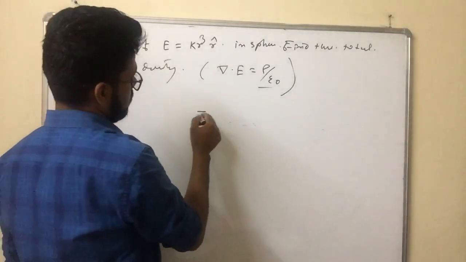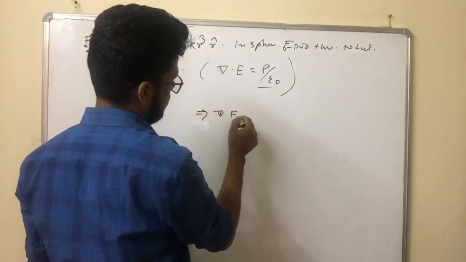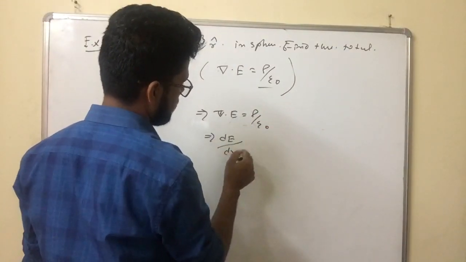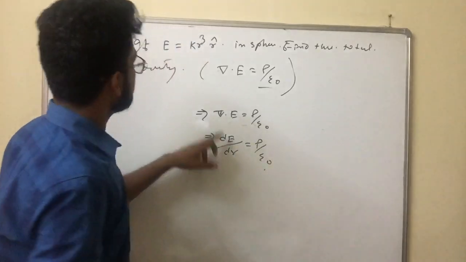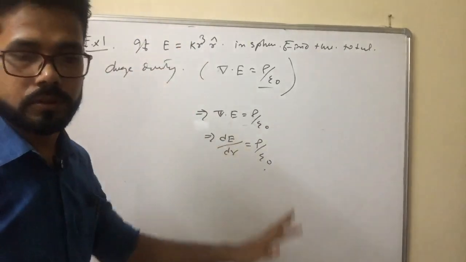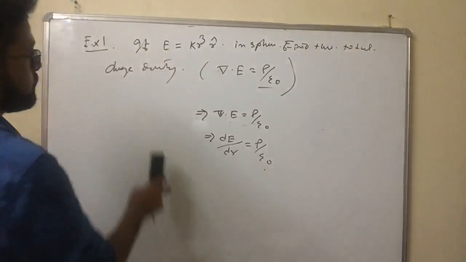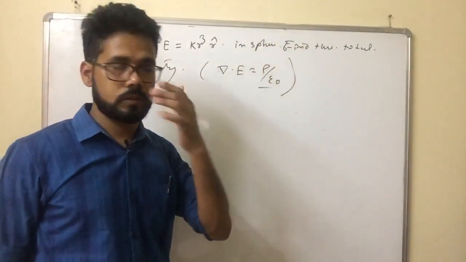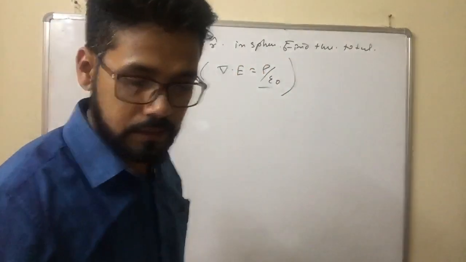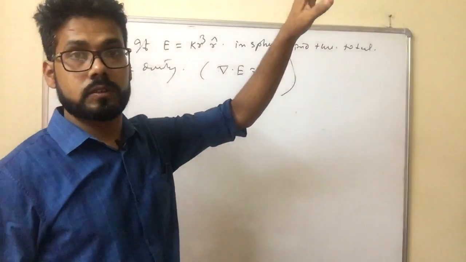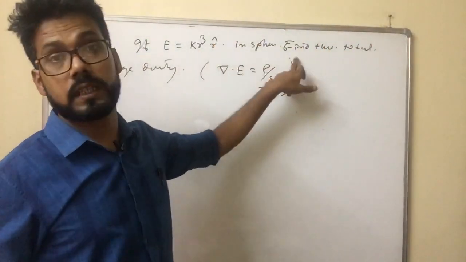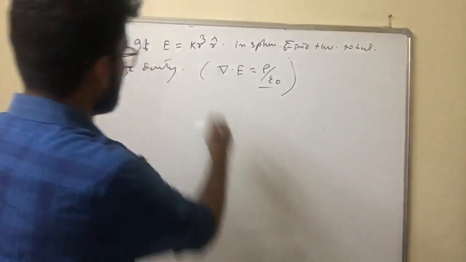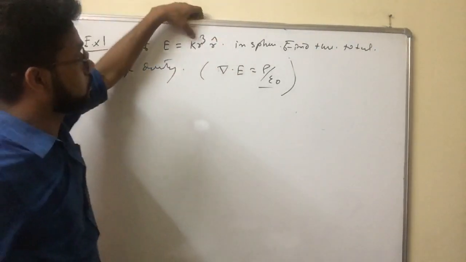So students often do it like this: del dot E equal to rho by epsilon naught, dE by dr equal to rho by epsilon naught. Then after that they take the derivative. This is a wrong procedure. So what you have to do? This is in the spherical system. This question comes in the next exam. Once the question is given like that, you have to remember this is a spherical coordinate system and this equation is divergence, so we have to use the divergence formula. But one thing to remember: how can you know that this is a spherical system?